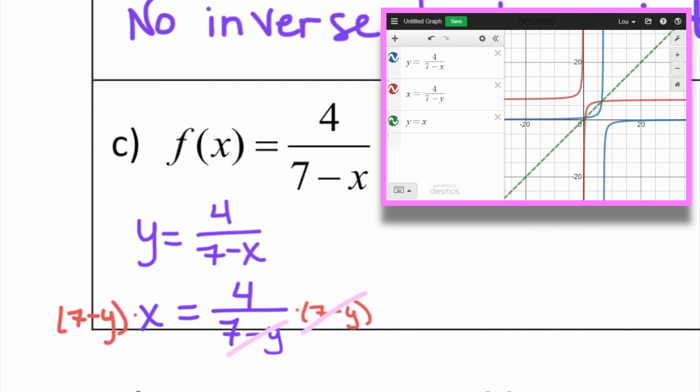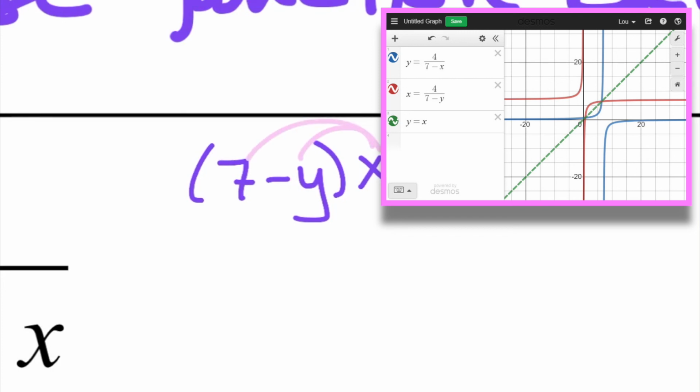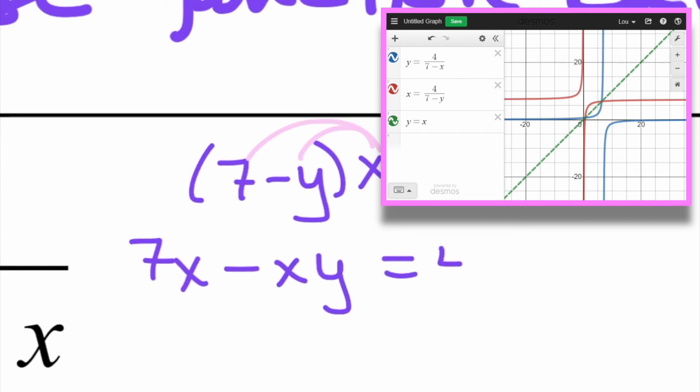So I'm multiplying both sides by the denominator so that on the right-hand side, the denominators cancel. And so now I just have the 7 minus y times the x, and all of that equal to 4. And then I'm going to distribute the x. So now I have 7x minus xy equals 4.